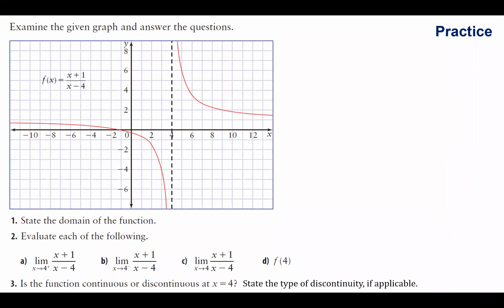Second question, evaluate each of the following expressions. A, limit of this function as x approaches 4 from the positive side. B, from the negative side. C, the limit of this function as x approaches 4. D, f(4), image of 4. Then the last question is, is this function continuous or discontinuous at x equals 4? State the type of discontinuity if applicable. Okay, again, I'll give you 5 minutes to think about this question by yourself.